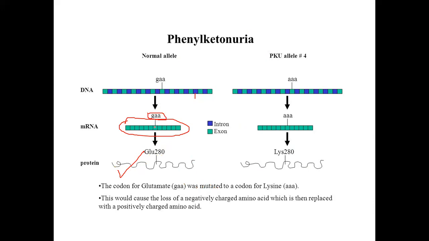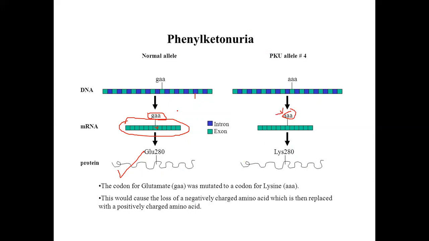It puts the proper amino acid in this location, and the protein folds up properly and becomes the proper enzyme to break down phenylalanine for the child. But if you look at the PKU gene in this exact spot right here, there is not GAA but AAA. You notice there's one mistake.